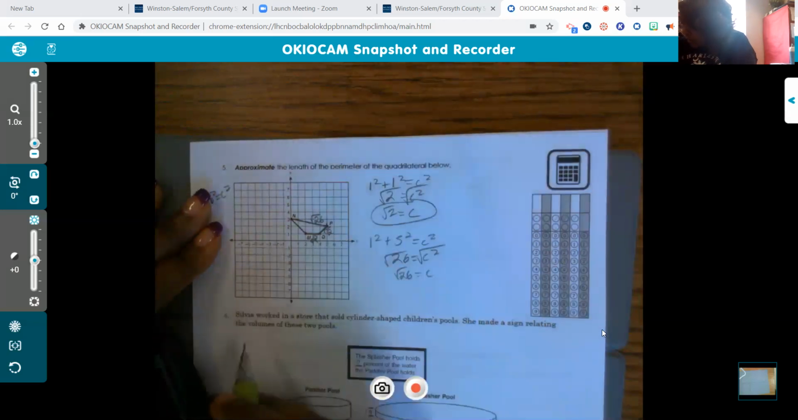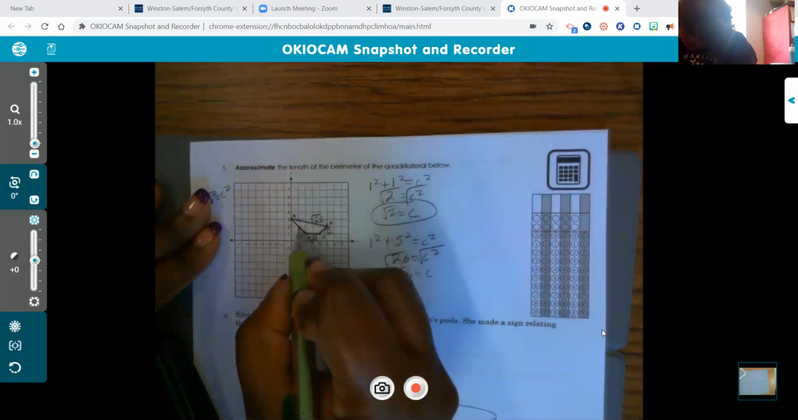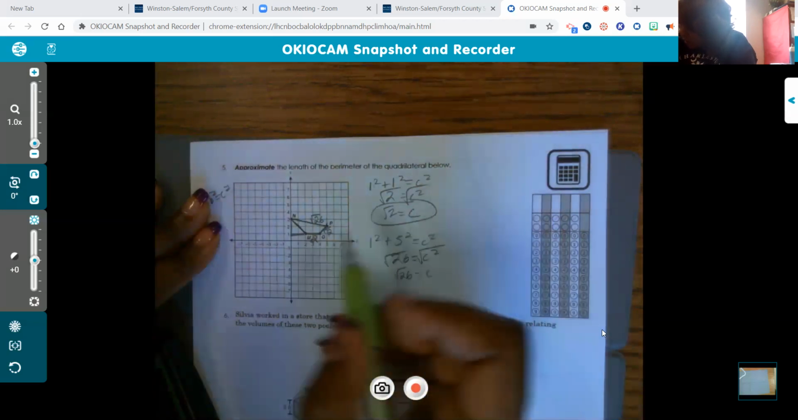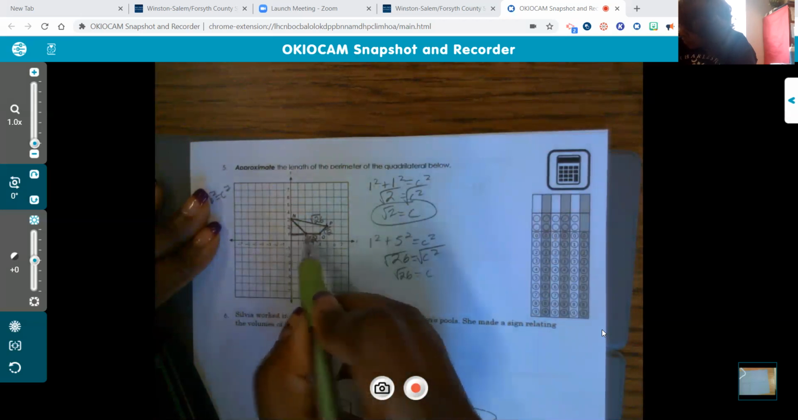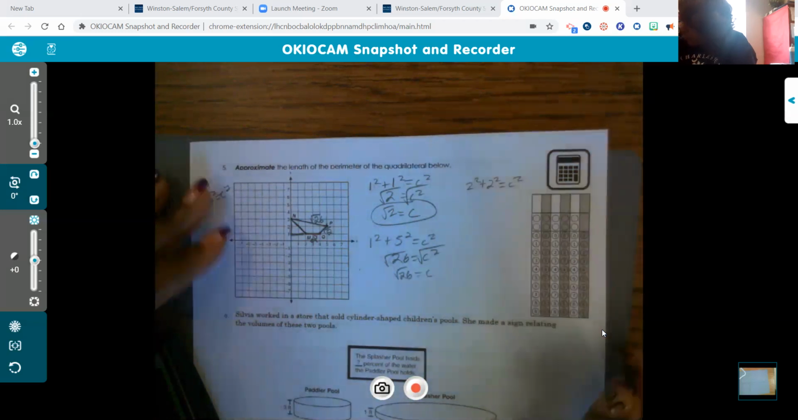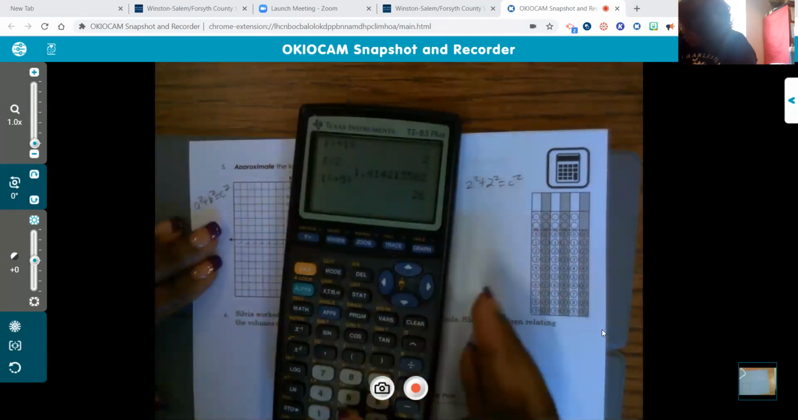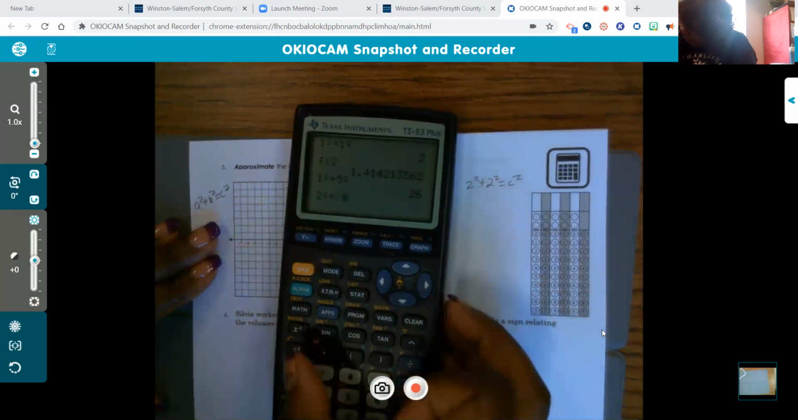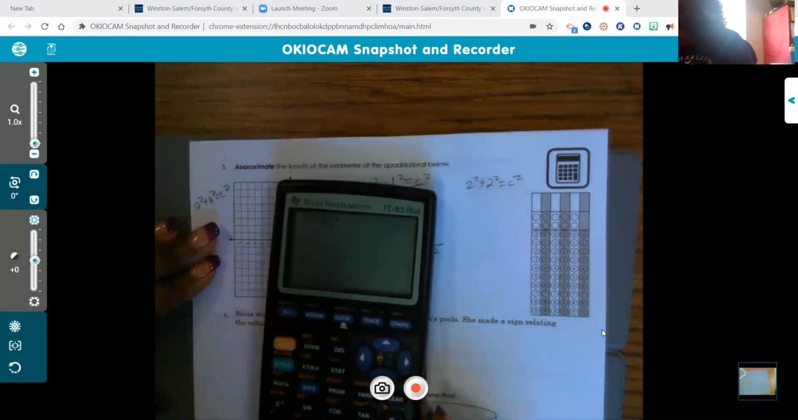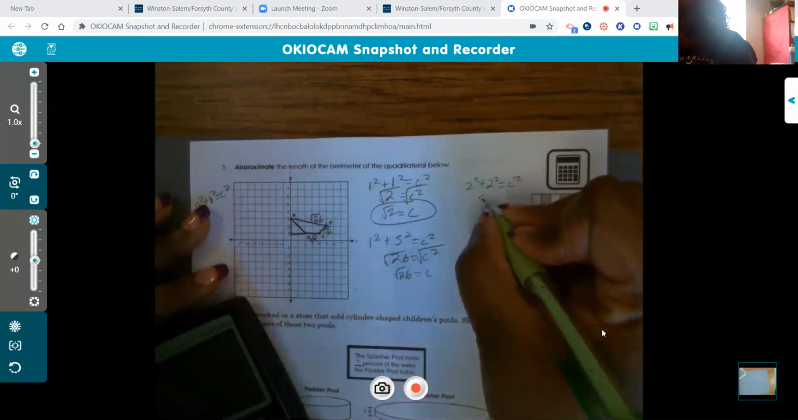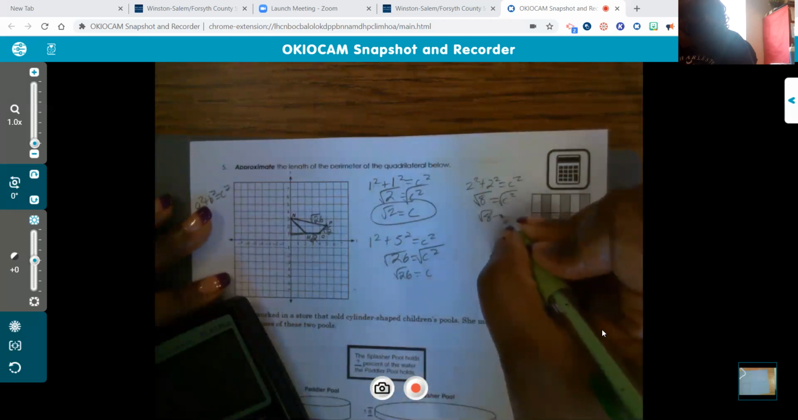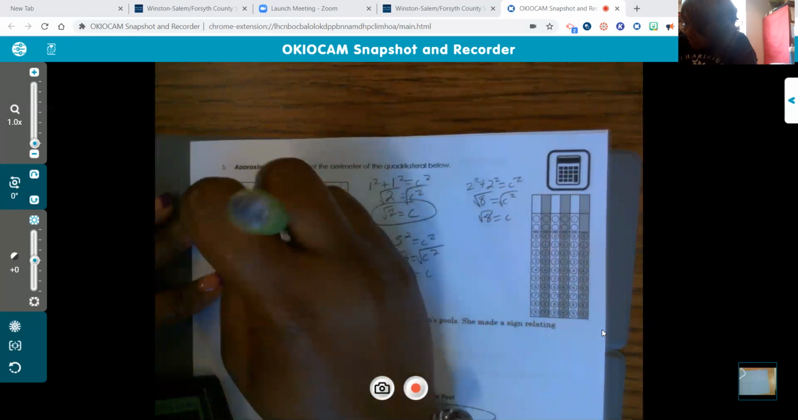Okay, so now let me find this side here. I'm gonna draw a right triangle again. Okay, so let's look at this one. This is 1, 2, 1, 2. So this is 2 squared plus 2 squared is equal to c squared. That's 4 plus 4, that's 8. So we're finding the square root of 8. We're gonna leave it as the square root of 8 for now. So this side is the square root of 8.